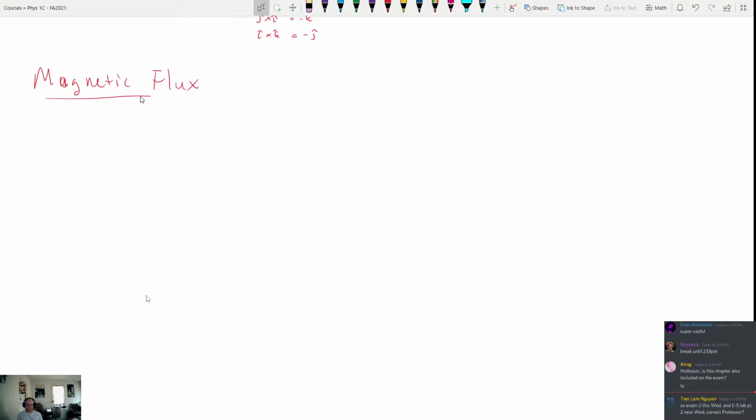We're not really going to use this in this chapter, although I think you might have a homework problem where you have to calculate magnetic flux. But I just wanted to say that magnetic flux is found in exactly the same way as electric flux is.